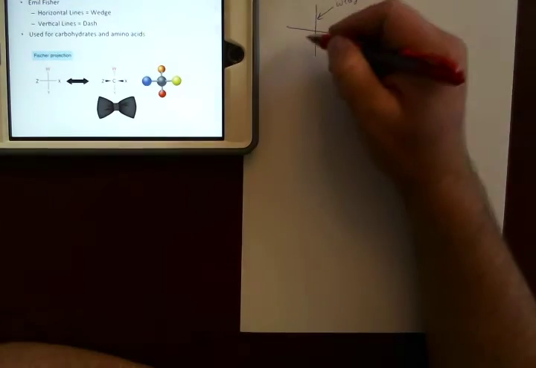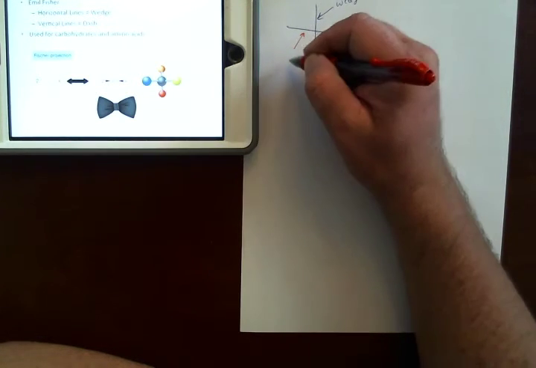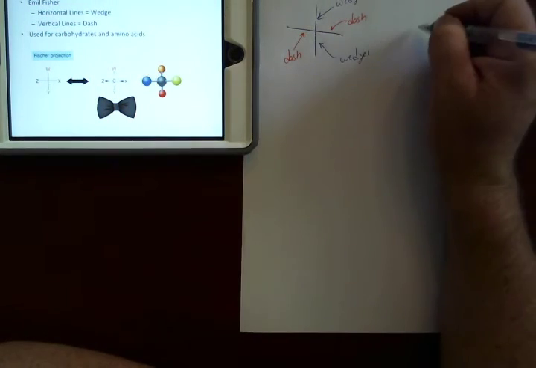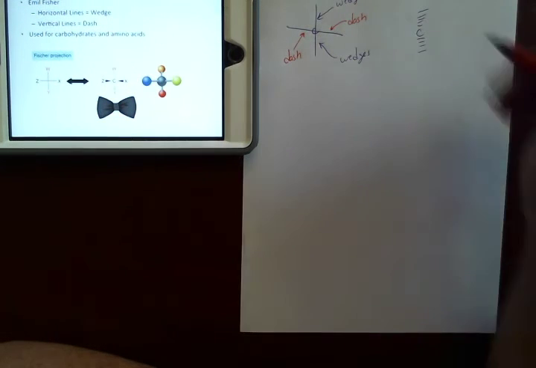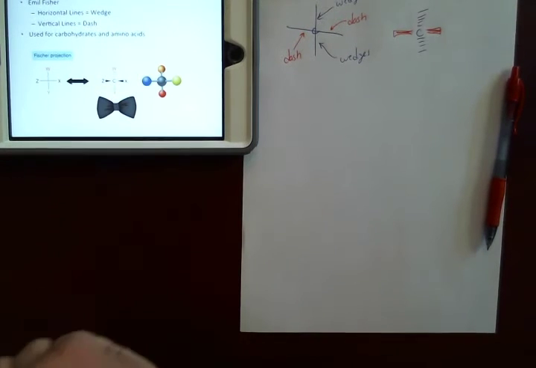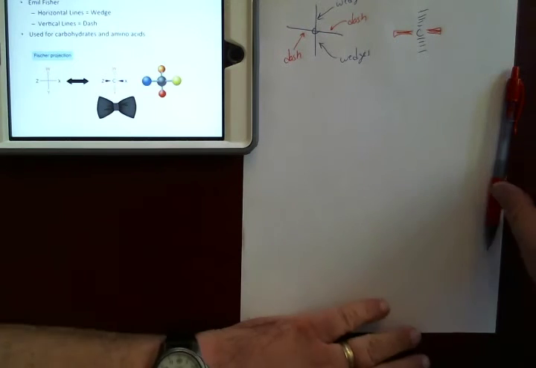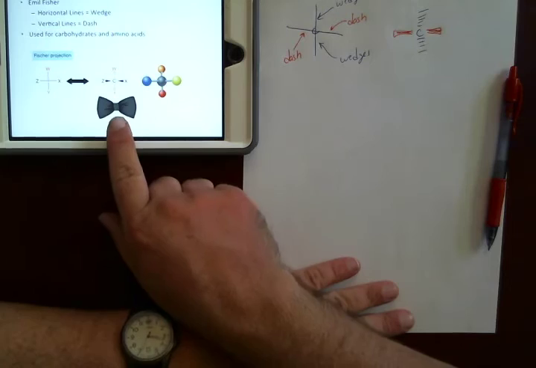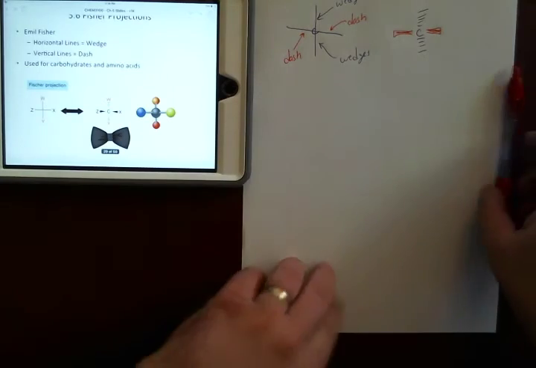If we have a horizontal line, it's a dash. So if we have a carbon here, these would be like this, and these would be like this. One of the ways you can think of these is as a bow tie. Let me get this here so you guys can see.